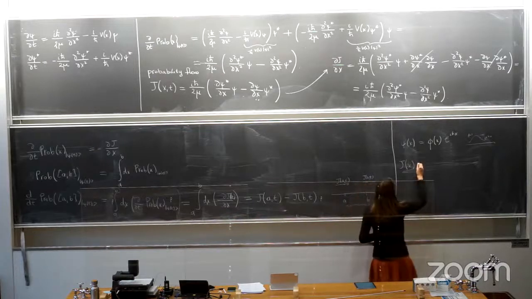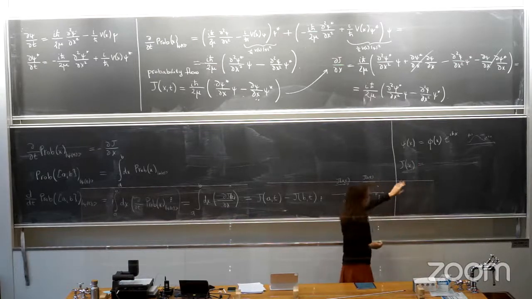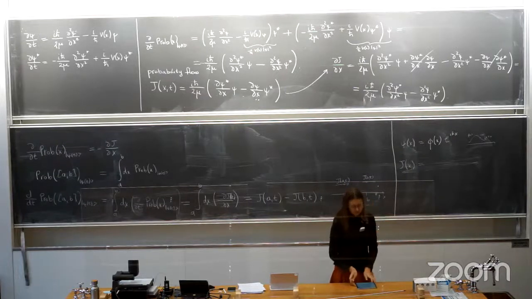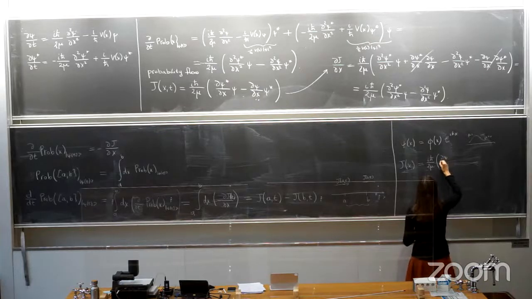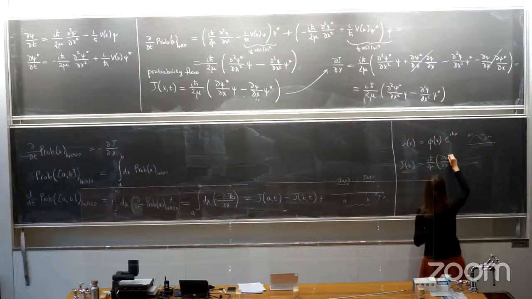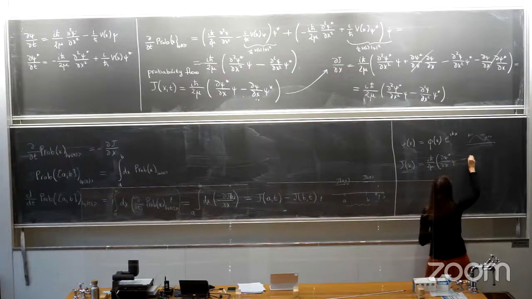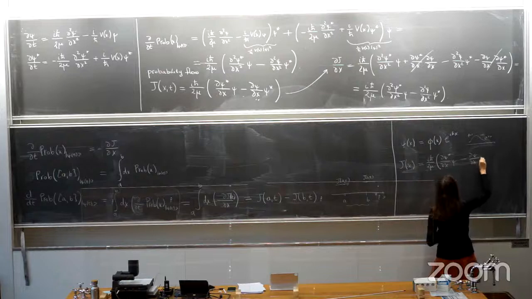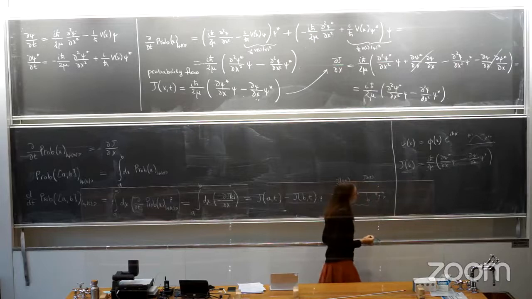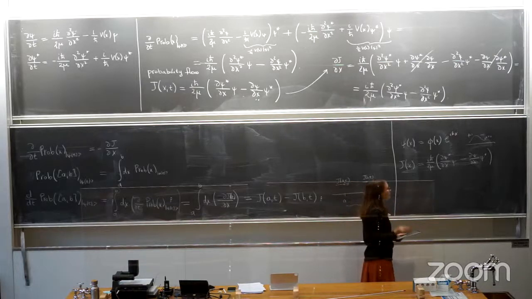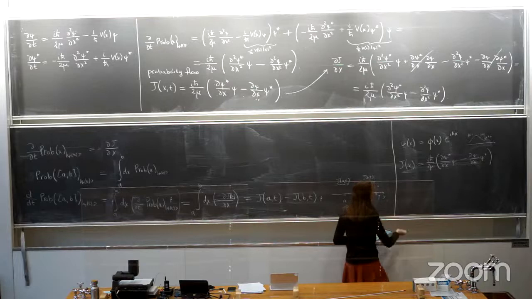So j of x is equal to, I'm just rewriting, i h bar over 2 mu, d psi dx psi minus d psi dx psi star. Okay, so I'll leave the calculation for your homework because it's also in the exercise sheet.